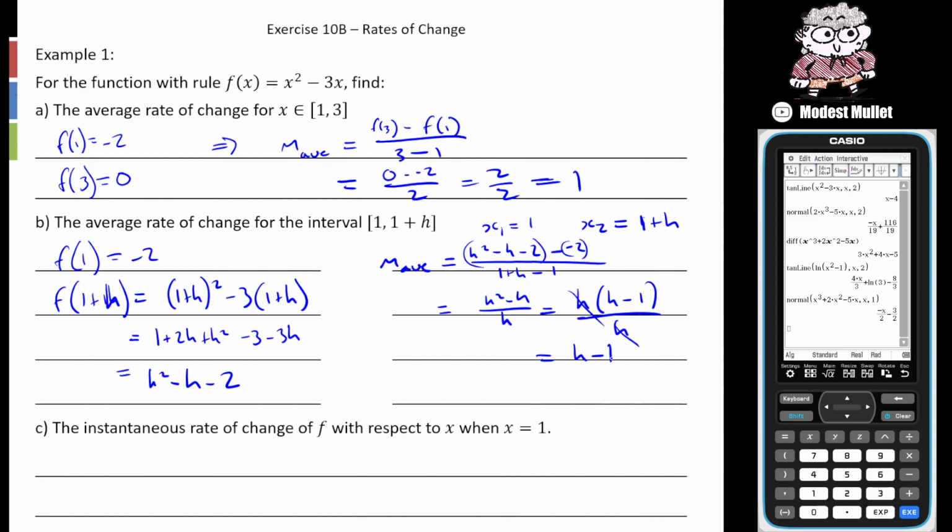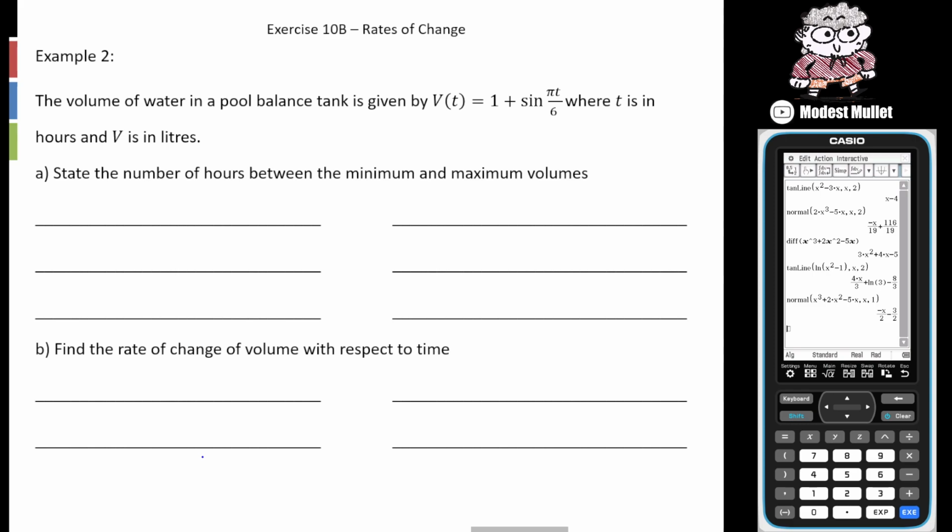Now, if we want to find the instantaneous rate of change, well, we need to find the derivative. So f dash of x is equal to 2x minus 3. So f dash at 1 is going to be equal to 2 take away 3, which is equal to negative 1. Okay, so two average examples and one instantaneous. Instantaneous, pretty easy. Find the derivative, substitute in the point. Bam, there's your rate of change at that point.